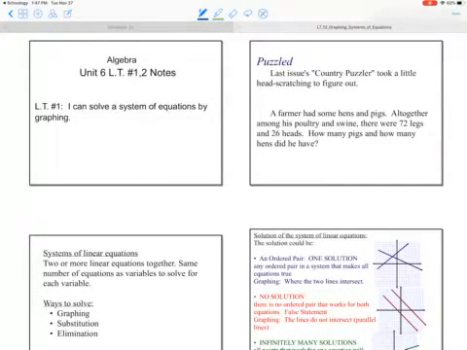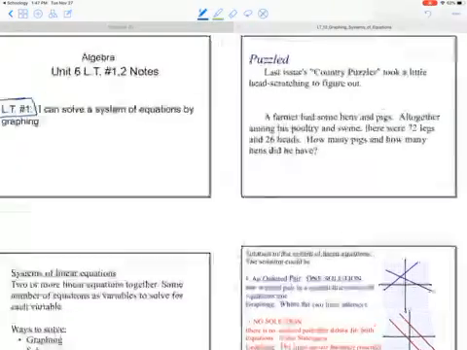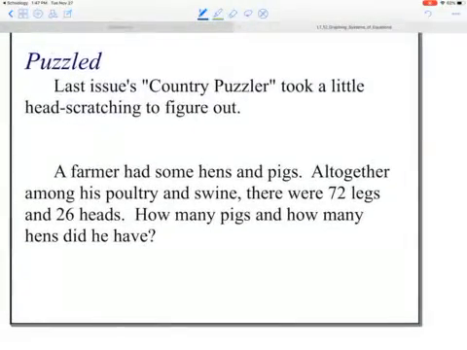This movie is for Algebra, Unit 6, on solving systems of equations, learning Target 1. So our first example here would be a word problem. When you're solving a system of equations, you're solving at a time where you've got two variables and you need two equations to solve it. This is an example of that.